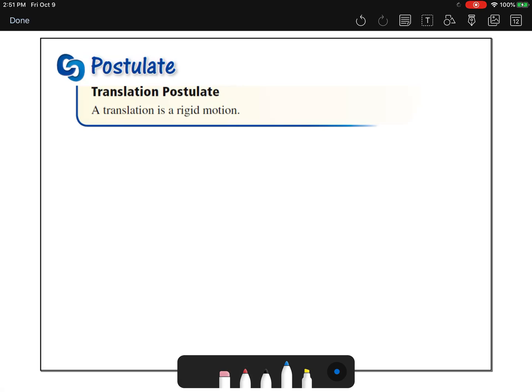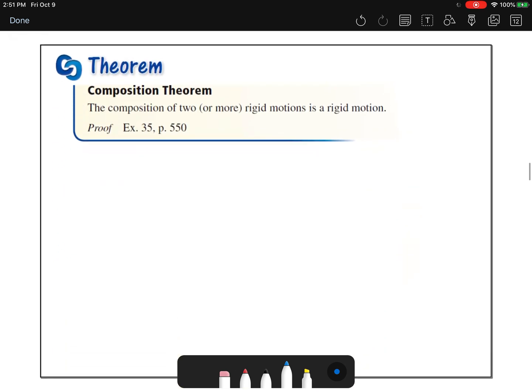Now, the translation postulate simply states that it's a rigid motion. Rigid means it maintains the same size and shape. Okay? So it maintains congruence, in other words. It does not change the size or shape.